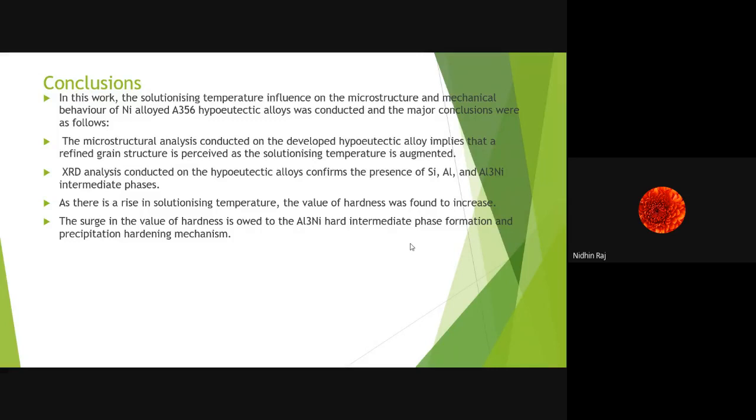Actually, we planned to study the precipitation hardening mechanism in detail, but in India, the right equipment to carry out precipitation hardening is not there in many of the places that we inquired. So we had a practical difficulty in doing that study. But still, we could make out the reason being precipitation hardening, as well as the hard Al3Ni intermediate phase forming here. This Al3Ni intermediate phase can also be understood as a transitional stage, or a secondary stage we can call.